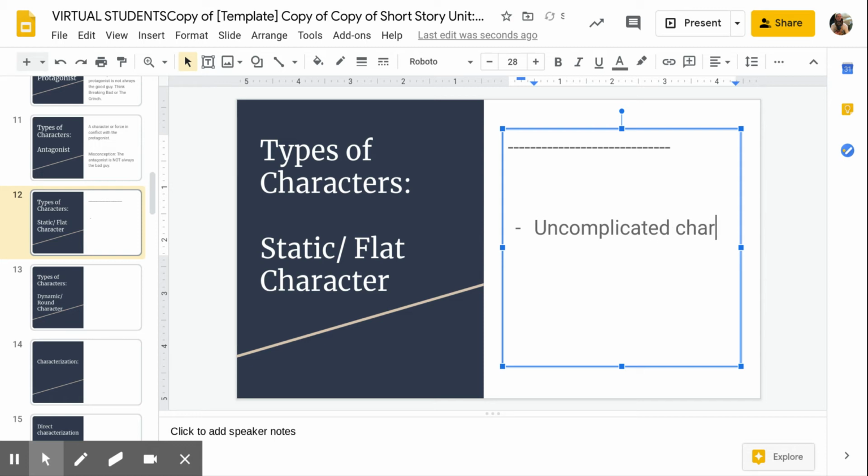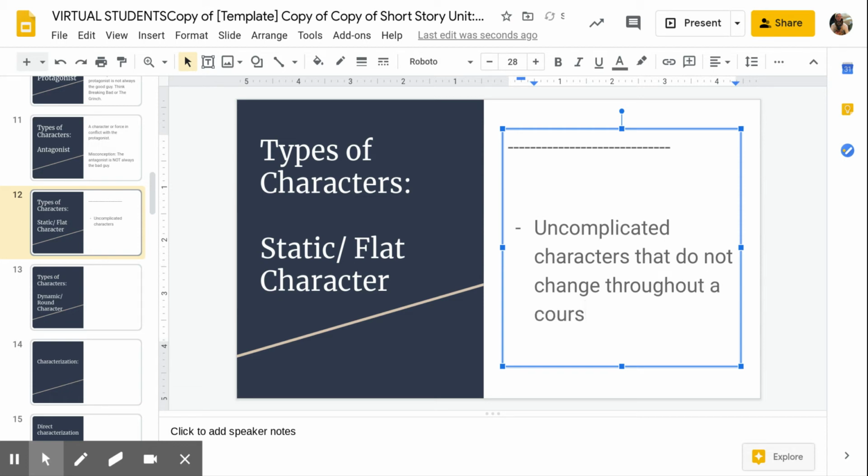Traits that do not change throughout a course of work and are not surprising. Sorry, my typing's really bad. It's late at night.